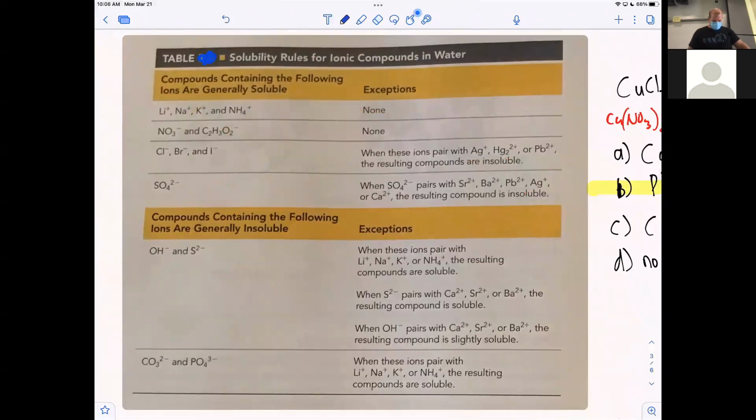So if you remember the solubility rules, to figure out if something is soluble or not, for instance, you'd say that calcium carbonate is insoluble, meaning it does not dissolve in water.